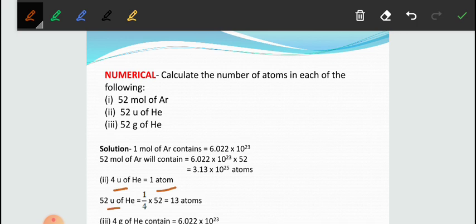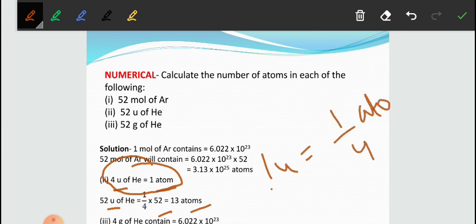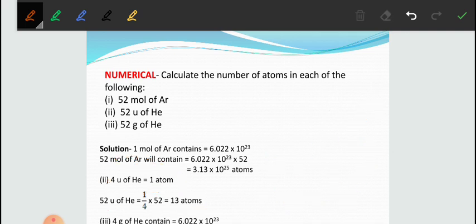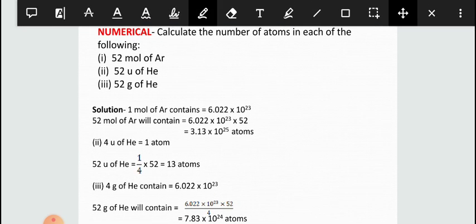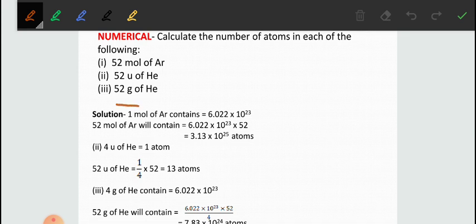So for 52, it will be 1 by 4 into 52, and you will get your answer. Because if 4 u of helium contains 1 atom, 1 u will contain 1 by 4 atoms. So if we want to find out for 52, it will be 1 by 4 into 52. Hope you get it.